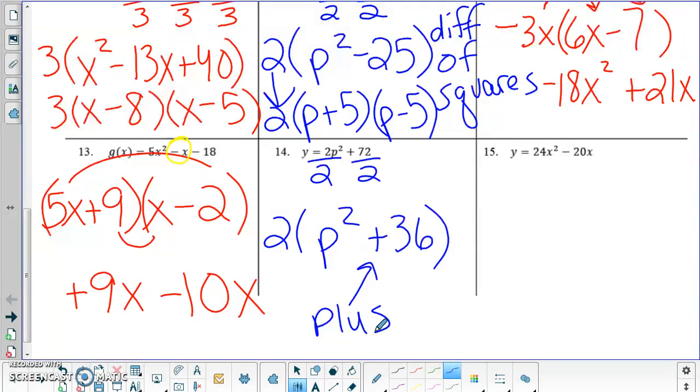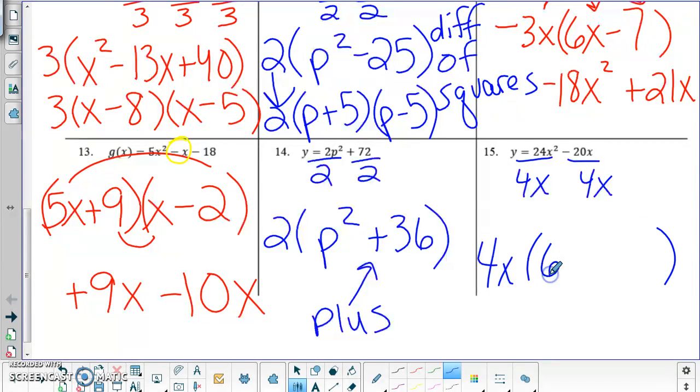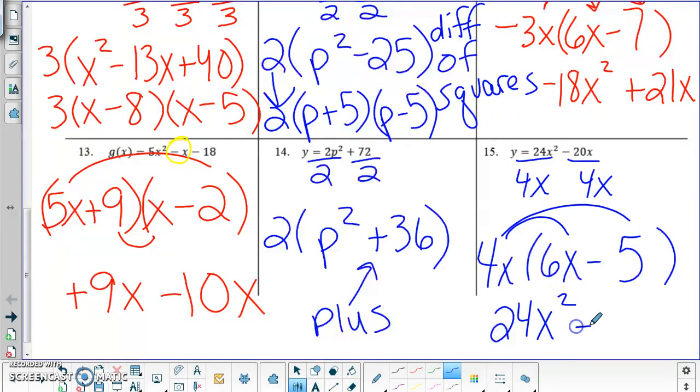All right, and then finally number 15, the GCF is 4x. I can divide both numbers by 4x, so that comes outside of the parentheses. 24 divided by 4 is 6, x squared divided by x is x, minus, and then 20x divided by 4x is 5. And we're done. I can check by distributing. 4x times 6x is 24x squared, and 4x times negative 5 is negative 20x, so I do end up with what I started with.